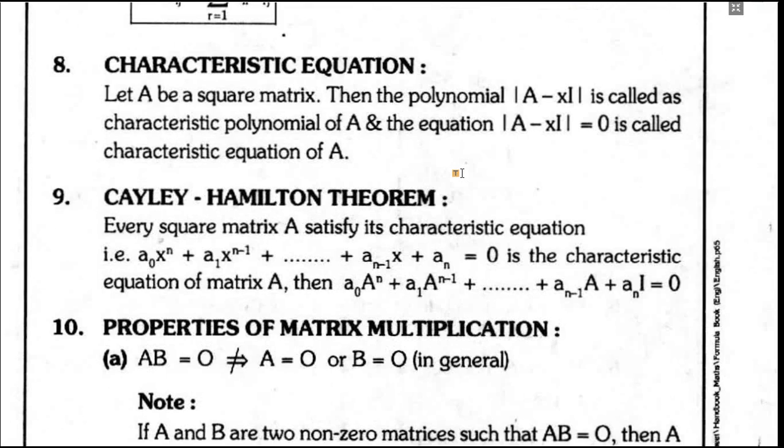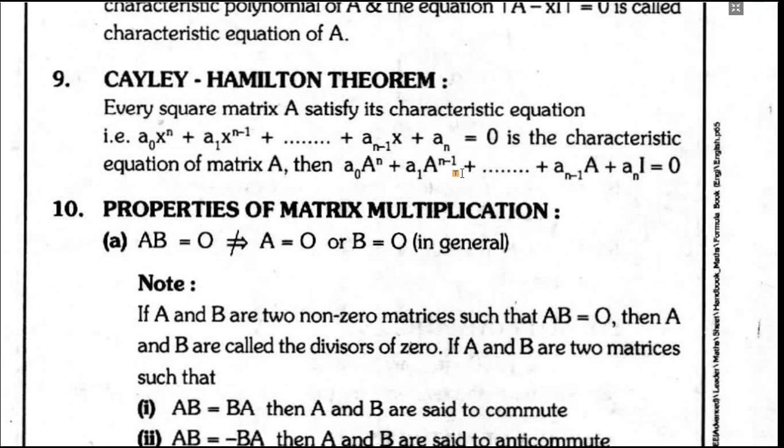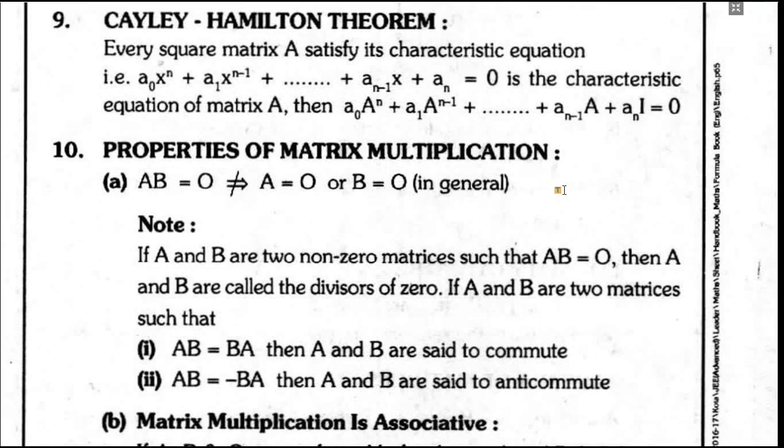Characteristic equation. Let A be a square matrix, then the polynomial |A minus xI| is called the characteristic polynomial of A, and the equation |A minus xI| equals 0 is called the characteristic equation of A. Here I is the identity matrix. Cayley-Hamilton theorem: every square matrix A satisfies its characteristic equation, that is, if a0 x^n plus a1 x^(n minus 1) plus ... plus a(n minus 1) x plus an equals 0 is the characteristic equation of matrix A, then a0 A^n plus a1 A^(n minus 1) plus ... plus an I equals 0.